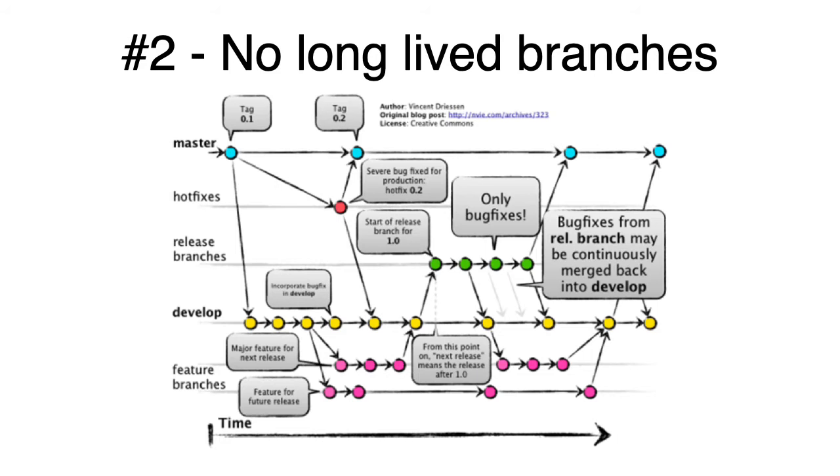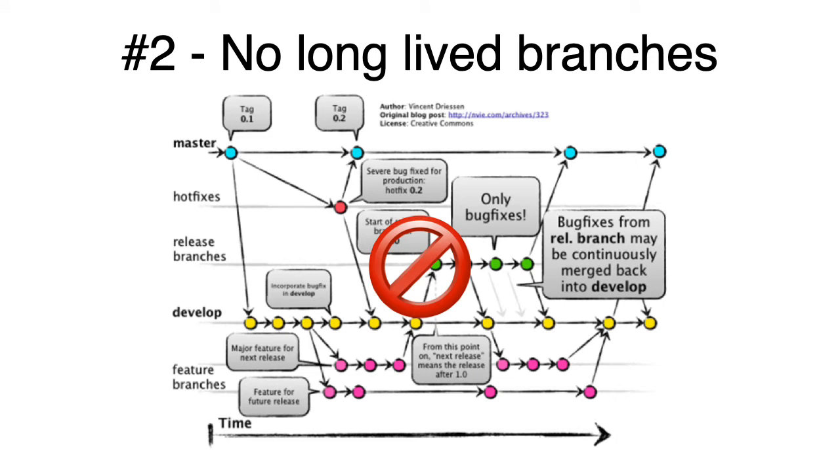Our second pillar of continuous delivery is no long-lived branches. Some of you may be very familiar with this diagram. It's an explanation of something called Git flow, which is a popular strategy for branching and merging when using Git. It includes things like release branches, branches for hot fixes, and so on. And we don't use it.